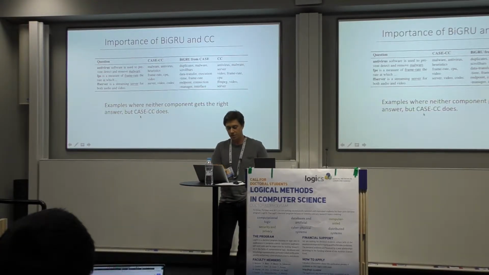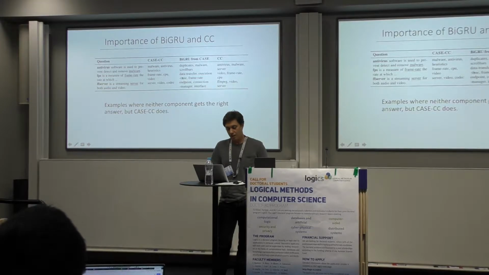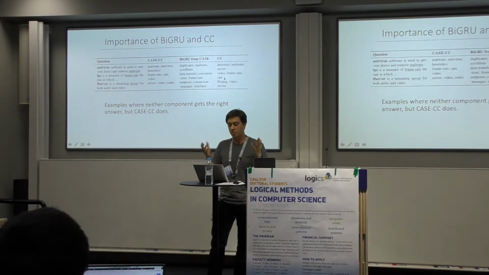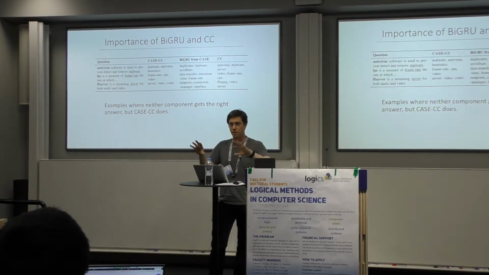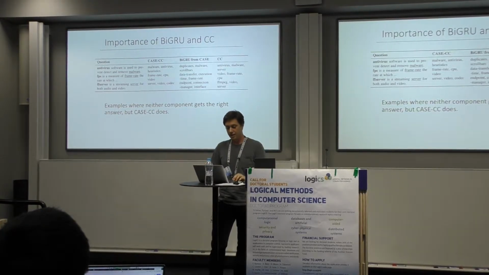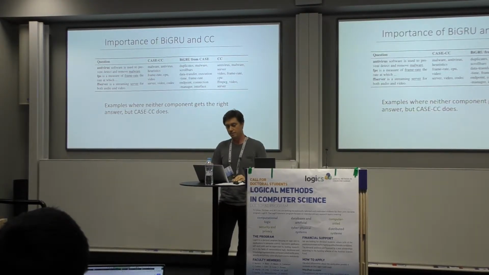Similar with this next example, FPS is a measure of frame rate. When the BiGRU sees is a measure of, it says things like data transfer, execution time. But the co-occurrence counts model gives things that are sort of semantically related to FPS, like video. Frame rate is the second choice. So when you combine them, you end up getting the right answer. So it's pretty cool to me that we've got this split of responsibility between sort of syntax and semantics or topical information.